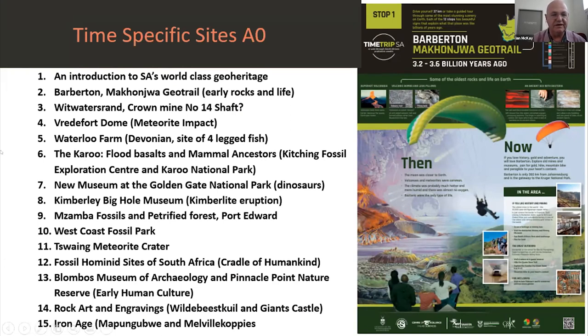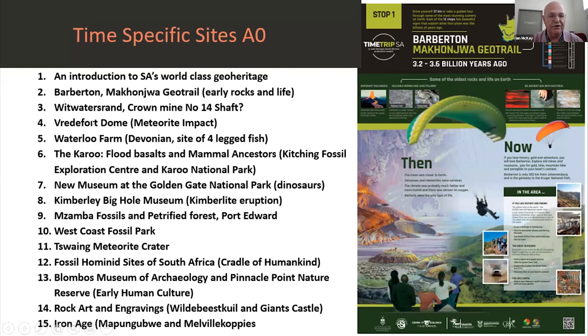Firstly, obviously, we're going to have an introduction to South Africa's geoheritage. We're looking at the Barberton Makhonjwa Geo Trail. Witwatersrand is a difficult one because although there's been so much history here, there don't seem to be that many sites. So we thought of Crown Mine, number 14 Shaft, is maybe one. And then there's maybe that museum in Roodepoort that I've never visited. This is what we'd really be looking for advice on: how would we best represent this?